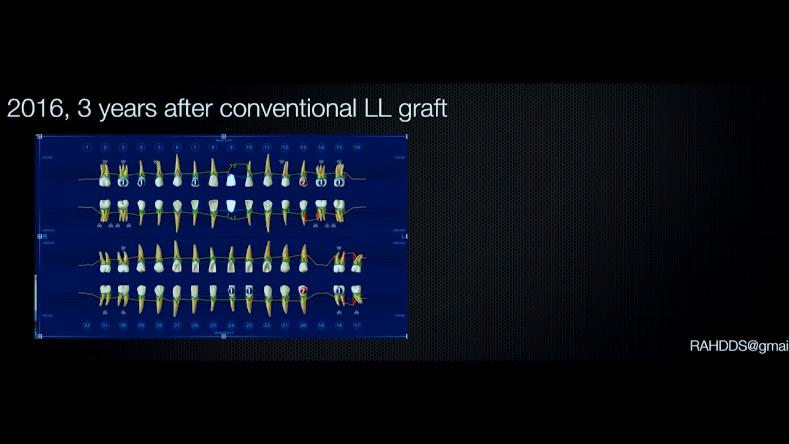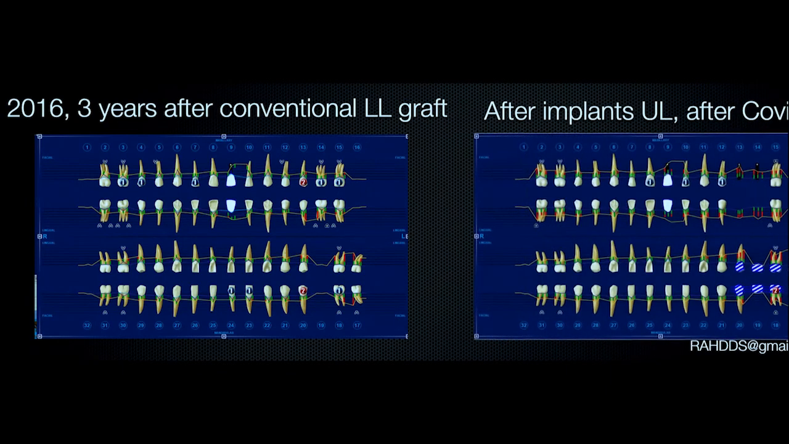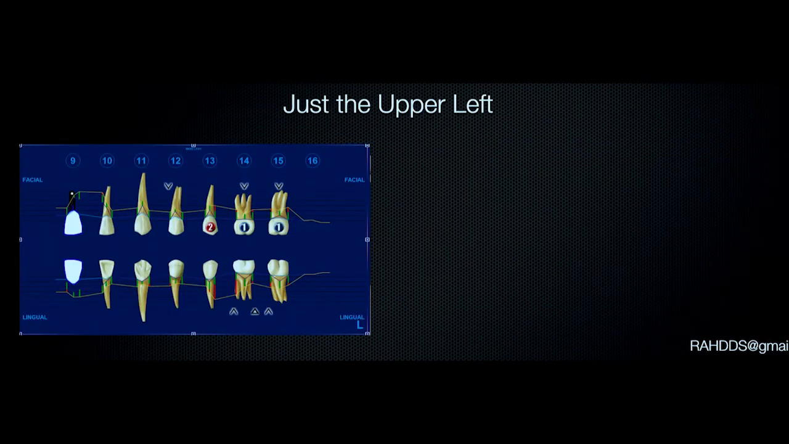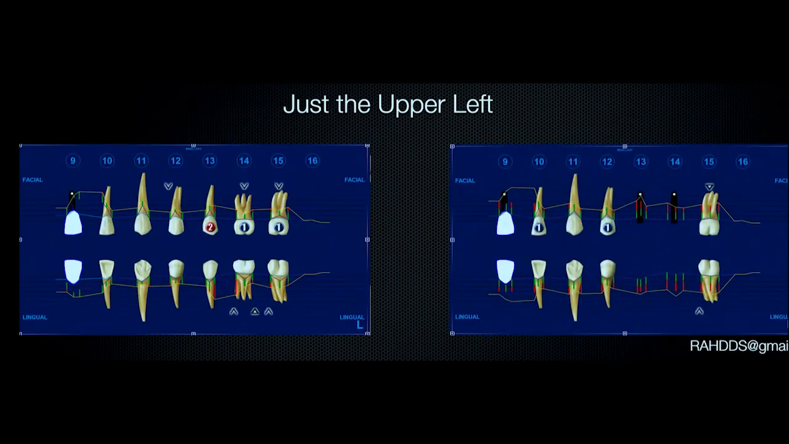That's what he looked like in 2016. That was his pocketing. That was his pocketing 10 months ago. Whole maxilla deteriorated, lower left deteriorated. What do we know about periodontal disease? Site-specific, episodic. Nothing on the lower right changed. Lower right stayed healthy. So that's the upper left.